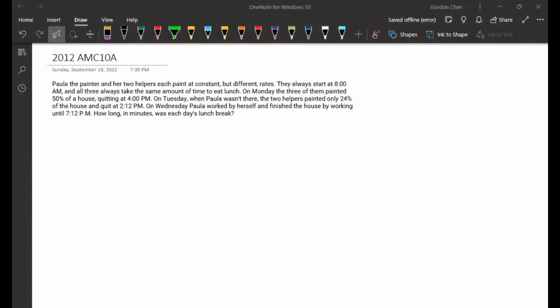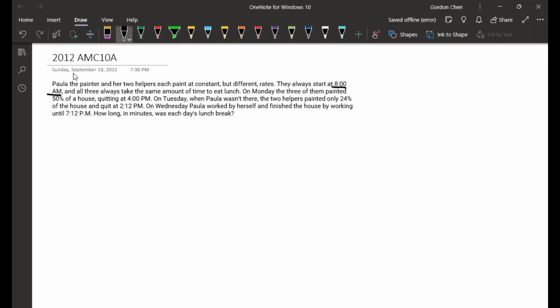All right, hello. So I'll be explaining this problem. It's from 2012, AMC 10A. So it's a relatively famous problem. You have three painters, and they paint at constant but different rates, and they always start at 8 a.m.